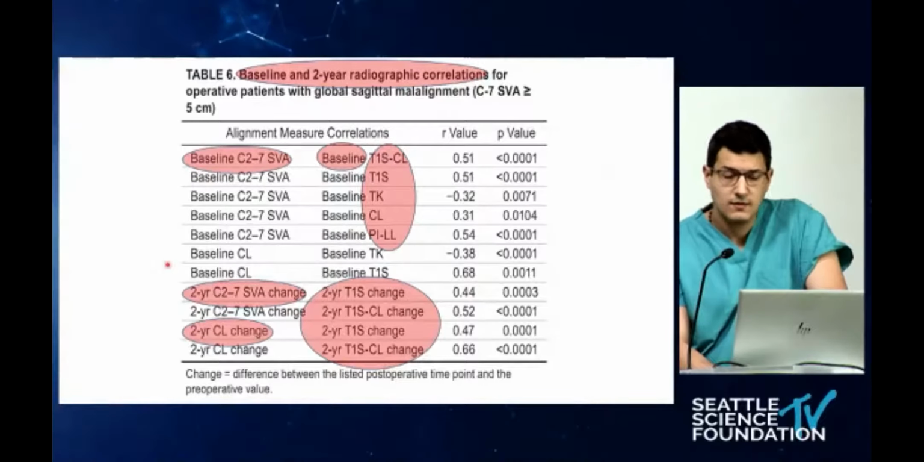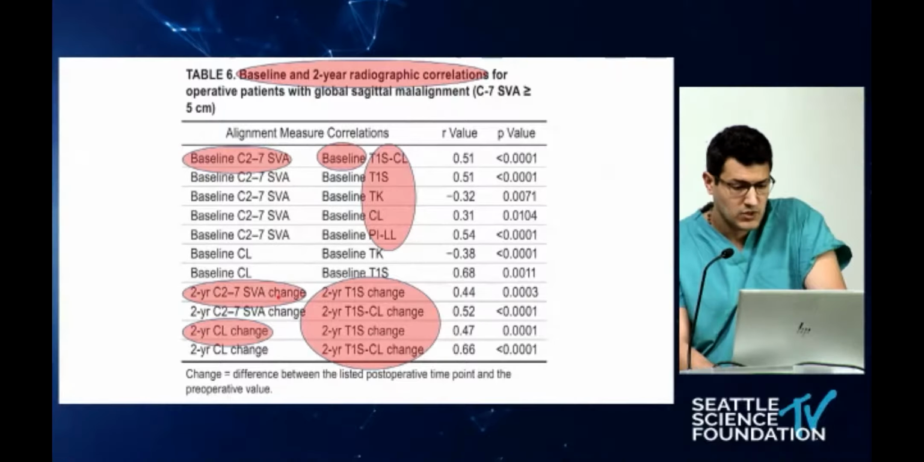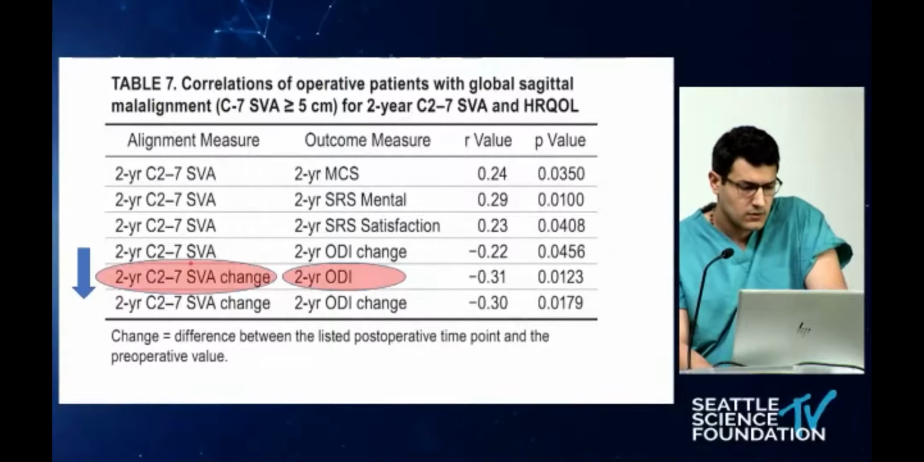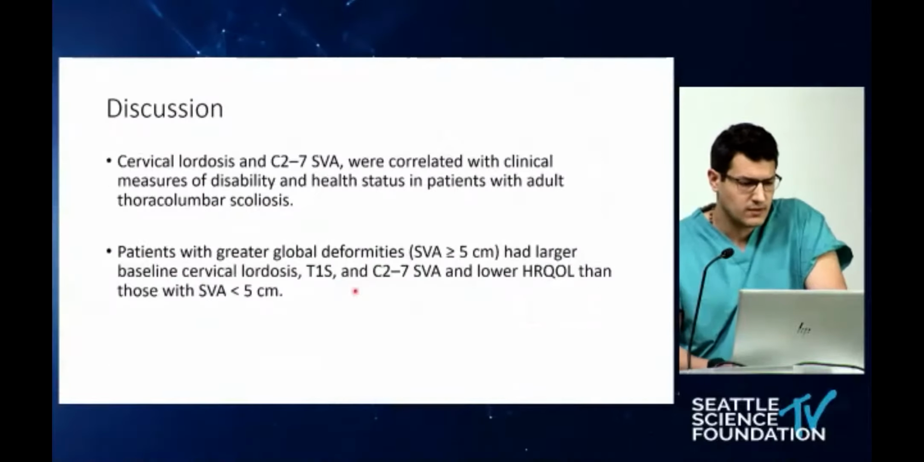Then they assessed the correlation between the changes over 2 years, and they found a significant positive correlation between the C2-7 SVA change and the cervical lordosis change and the other thoracolumbar parameters. They also found that when the C2-7 SVA change decreases, the ODI, for example, will also decrease over a 2-year period.